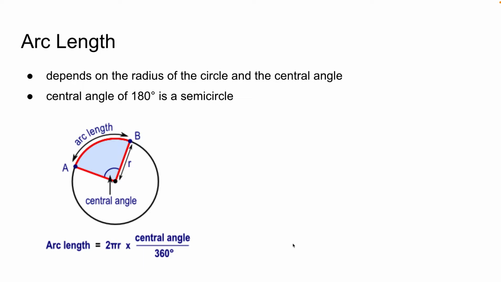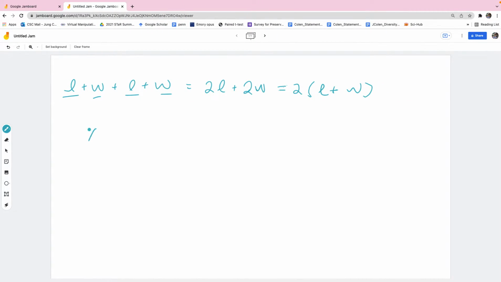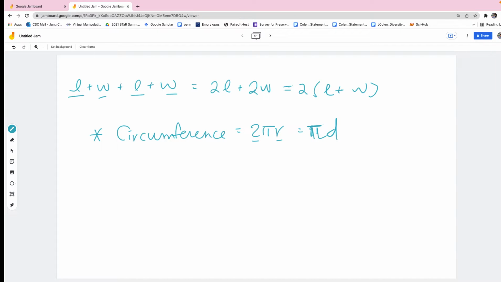We just need to use 2 pi r, and you can solve for arc length. Okay, so remember the circumference is equal to 2 pi r, or that 2 times r is d, right? So pi times d. The order does not matter because in multiplication you can use the commutative property.